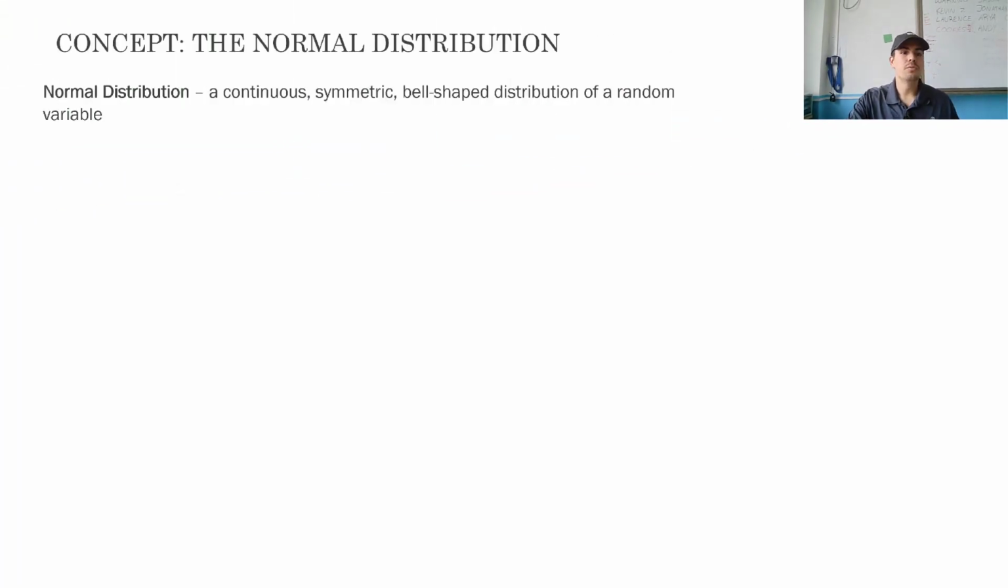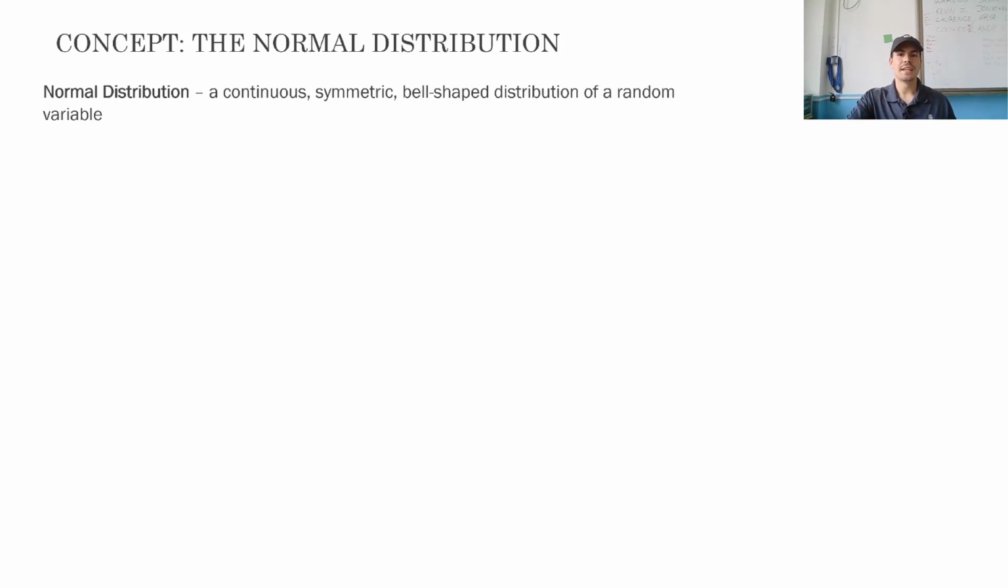All right, first off, what is a normal distribution? Well, it's kind of like what we looked at with a symmetrical distribution in previous lessons, where we have this nice bell curve. So a normal distribution is that bell curve that we overlay over those symmetric histograms. It's a continuous symmetric bell-shaped distribution of a random variable.